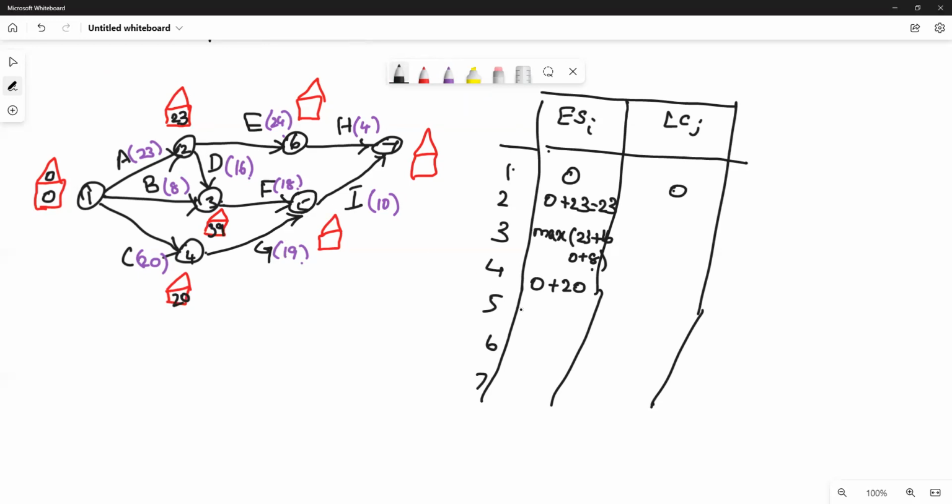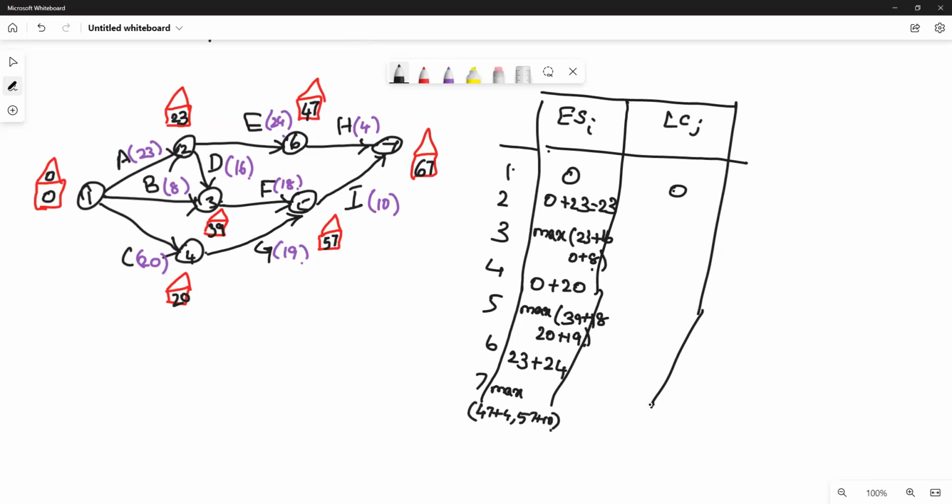Node 5: there are two activities getting in, so you have to find the maximum of 39 plus 18 and 20 plus 19. That is 57 and 39, so the maximum value is 57. I'll write the maximum one as the earliest start. Sixth node, only one activity is getting in, so the previous earliest start plus duration: 23 plus 24 is 47. Next, the last node 7, there are two activities getting in, so we go for the maximum of 47 plus 4 and 57 plus 10. The maximum is 67.